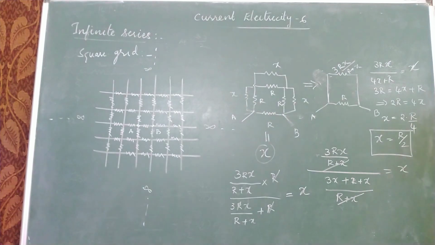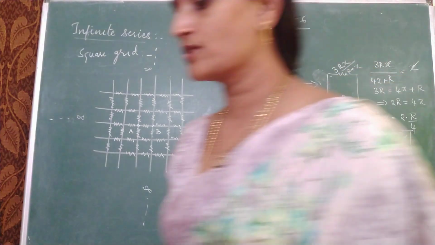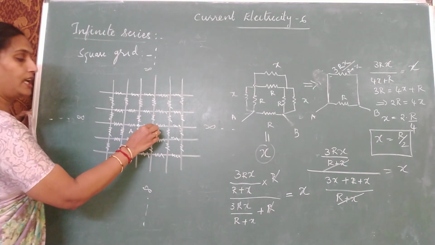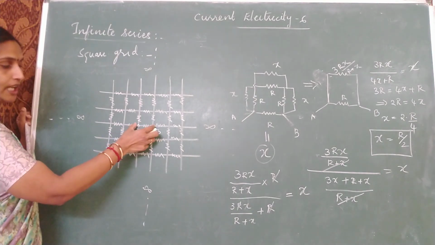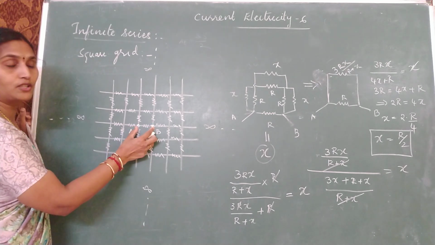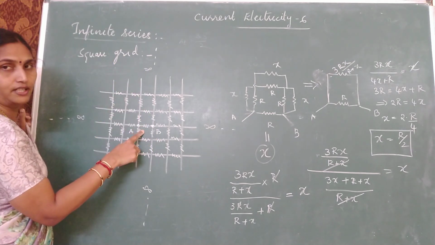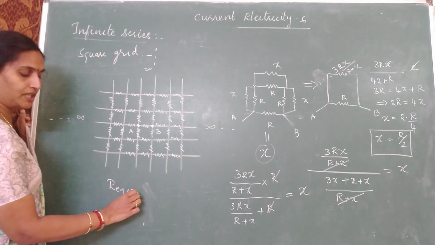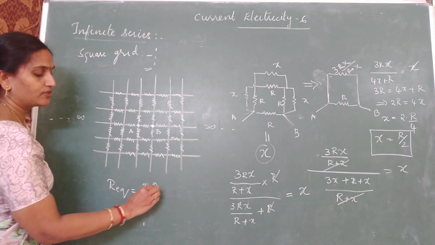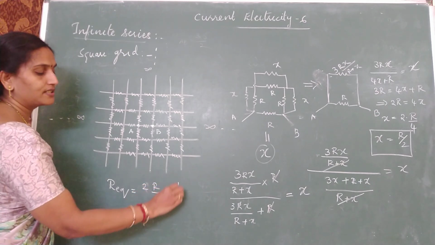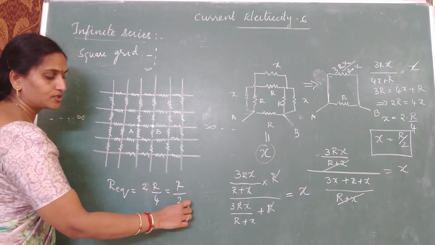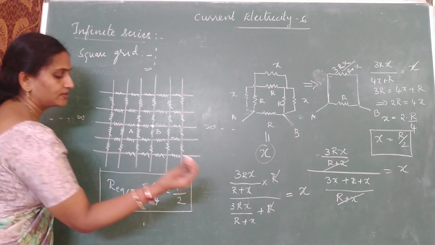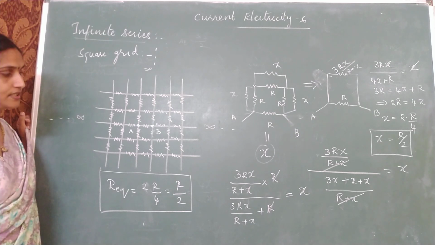So this will give you the equivalent resistance across which 2 points? Across the points A and B. So for A and B, that means adjacent points of an infinite square grid, what is your equivalent resistance? It is coming out to be 2 times of R by 4, that is nothing but R by 2. Okay, so this is one of the methods to calculate the equivalent resistance.